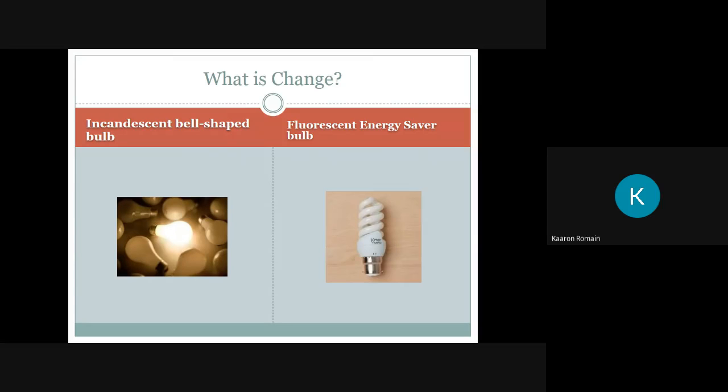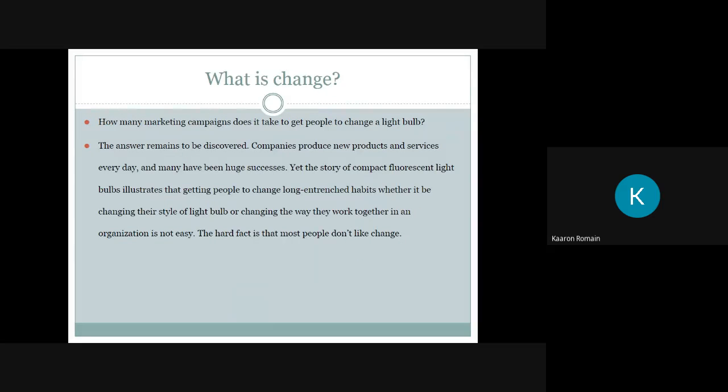What is change? As you can see on the slide, we have two different sets of light bulbs. On the left, we have the incandescent bell-shaped light bulb that we all use today and are familiar with using throughout the years. And on the right, we have the new and improved fluorescent energy saver bulb. How many marketing campaigns does it take to get people to change a light bulb? The question was asked. The answer remains to be discovered.